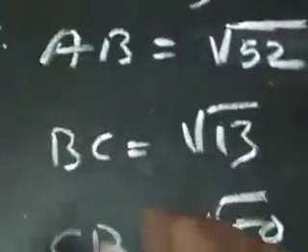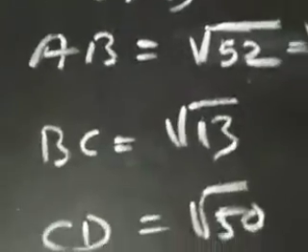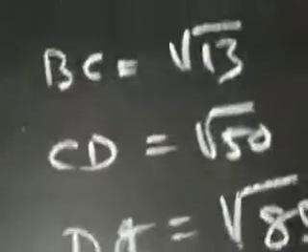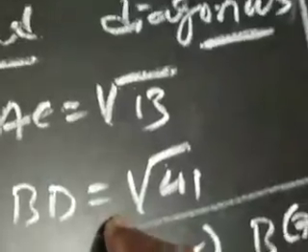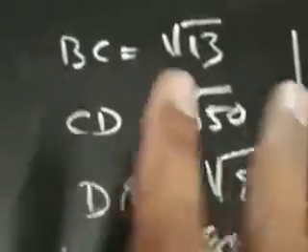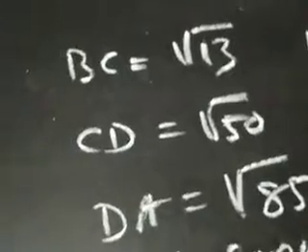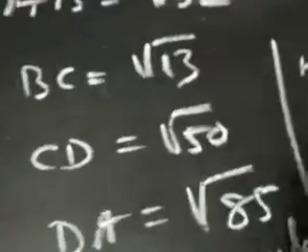You have to solve this sum in your notebook as per the distance formula. Here I solve directly, because now you know the formula very well. And the diagonals AC is equal to under root 13 and BD is equal to under root 14. When we check the distances, if there is any relation, we can write which quadrilateral is formed.